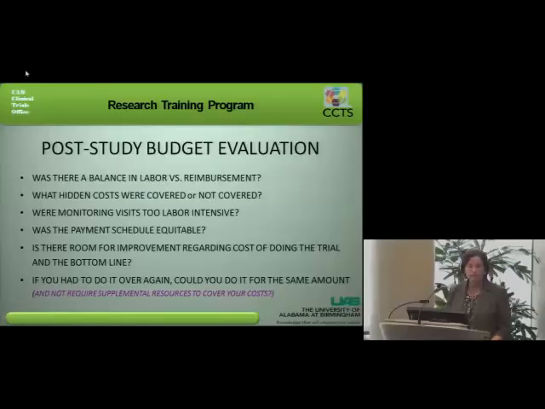Is there room for improvement regarding the cost of doing the trial and the bottom line for this trial? And bottom line is, if you had to do it again, could you do it for the same amount that you developed in your budget? And that would be without having to have developed a method to get supplemental resources to cover those costs.